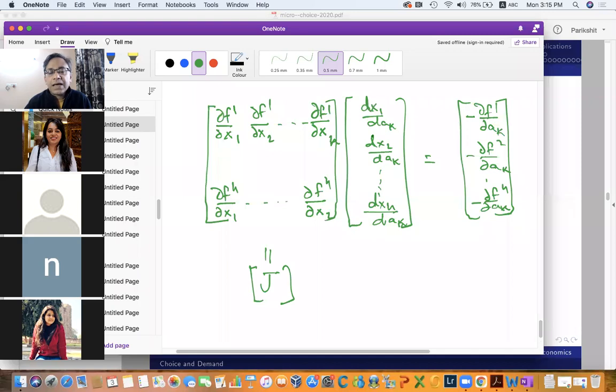Okay, that times the vector of comparative static terms. This is what we are interested in. If the parameter k shifts, what happens to all these endogenous variables? Which way do they move, at what rate? So this is our vector of interest. And this is a vector of these partial derivatives.